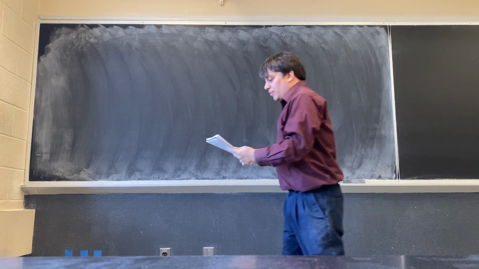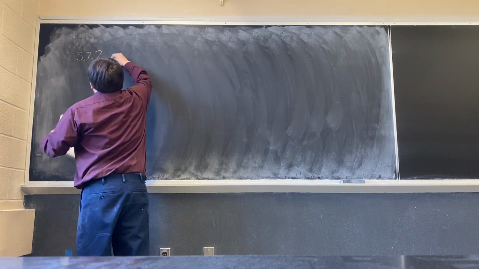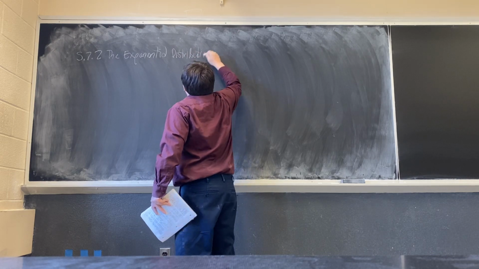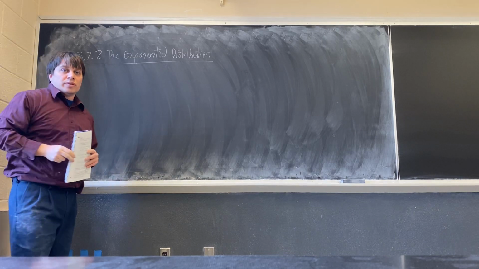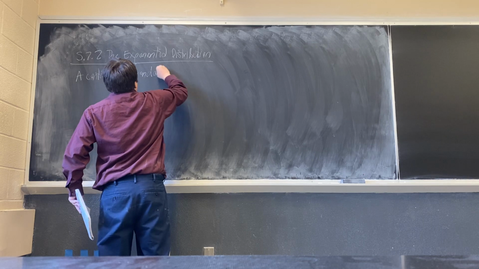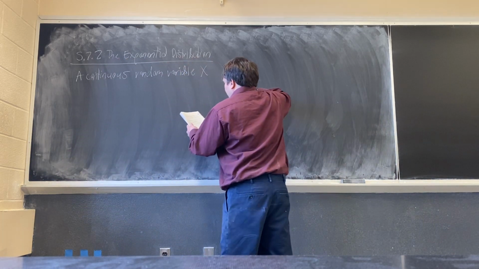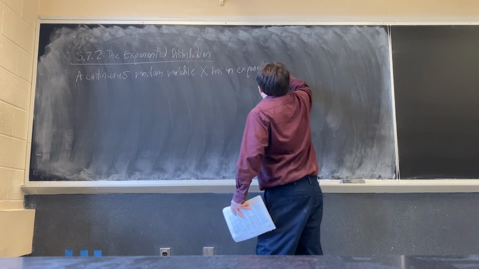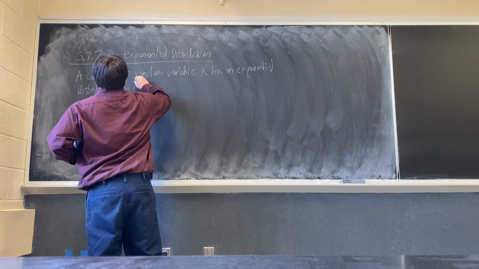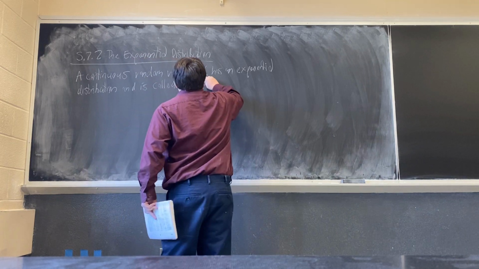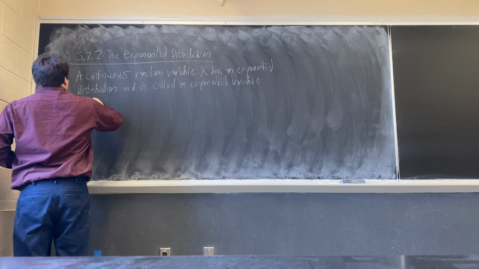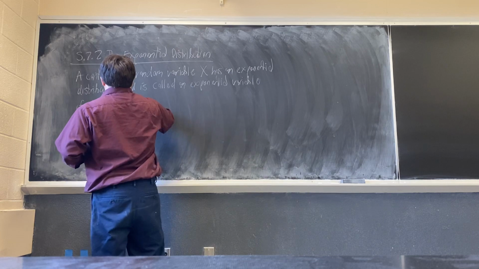Good. Okay? So now let's talk about 5.7.2. This section is on the exponential distribution. Okay, 5.7.2, the exponential distribution. So a continuous random variable x has an exponential distribution and is called an exponential variable if its PDF, if its probability density function, can be defined as follows.